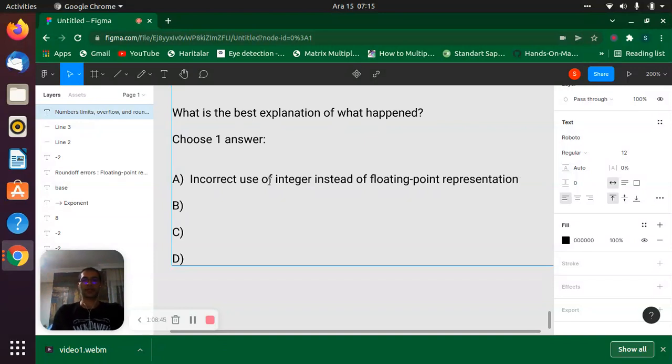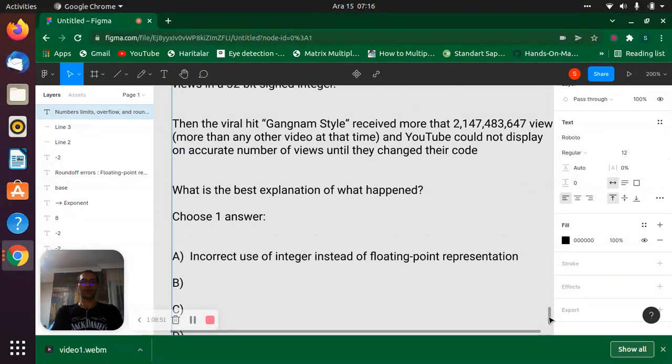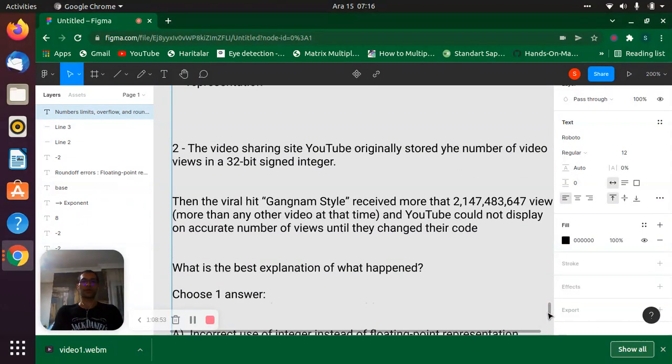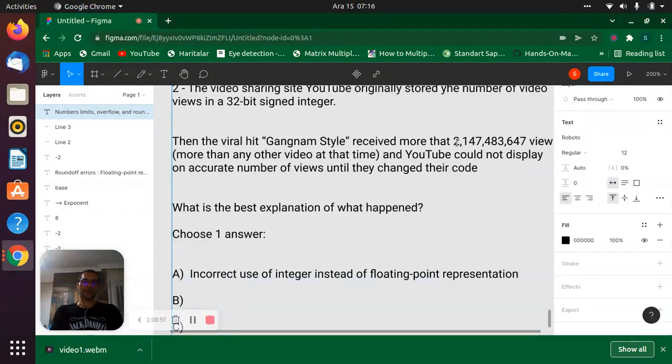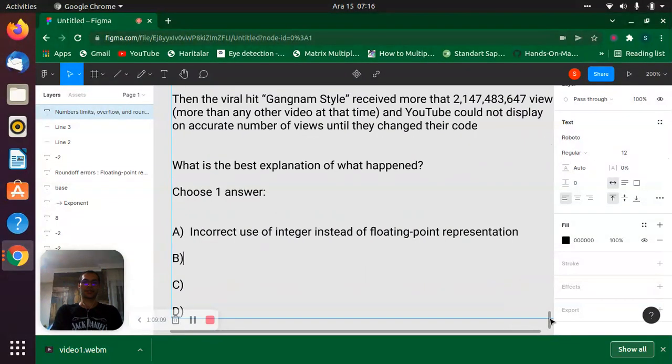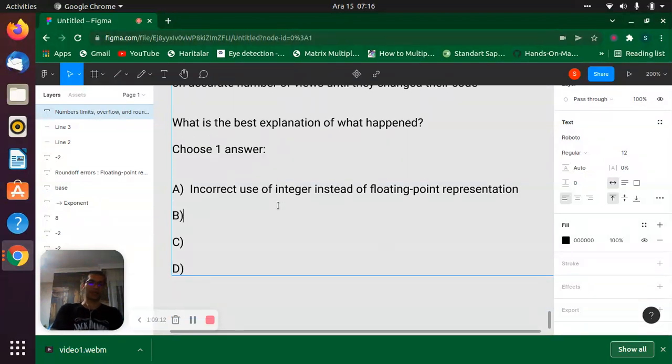What is that? What's it saying? Incorrect use of integer instead of floating point representation. I think this one is not true, really. It's not the best explanation. It's not about that.